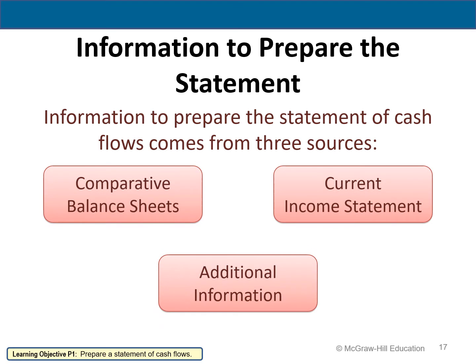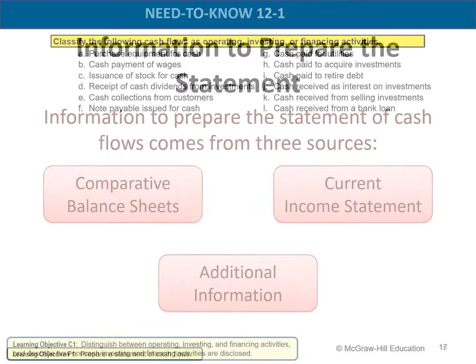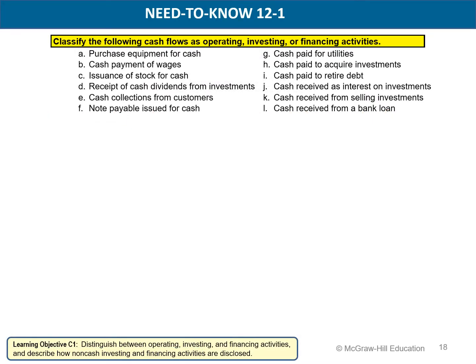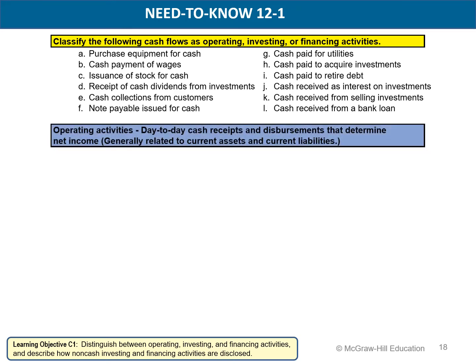All right, so information to prepare the statement of cash flows comes from 3 places: comparative balance sheets, your current income statement, and then some additional information. They want us to classify the cash flows as either operating, investing, or financing in this example. But let's go through a couple reminders first. Operating activities are the day-to-day cash receipts and disbursements that determine net income. So it's generally current asset and current liability activity.